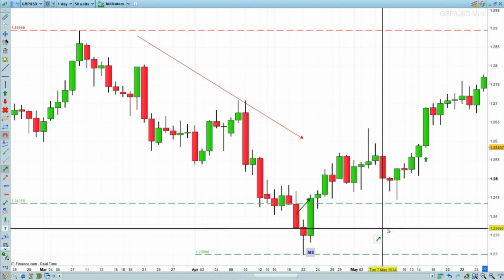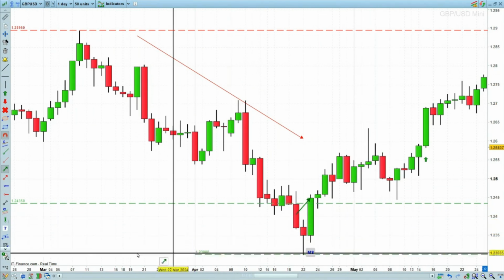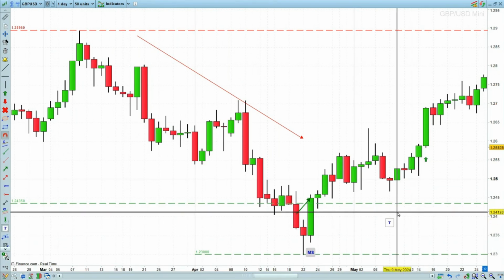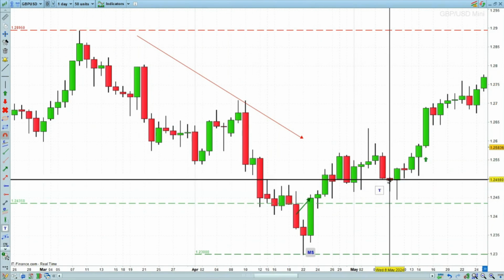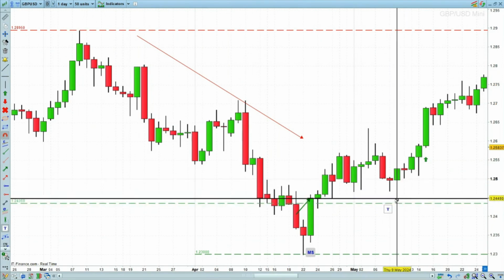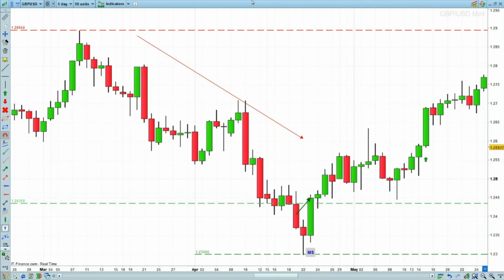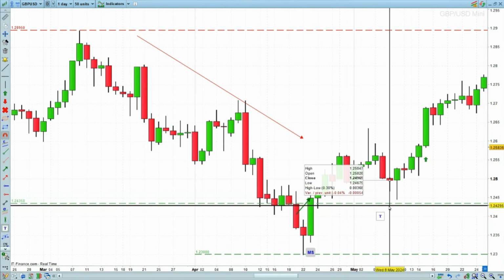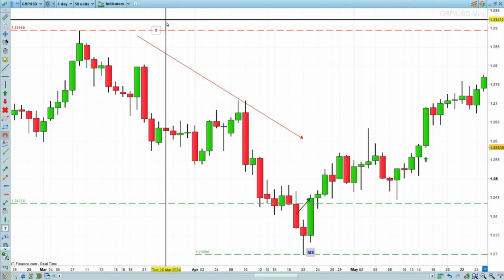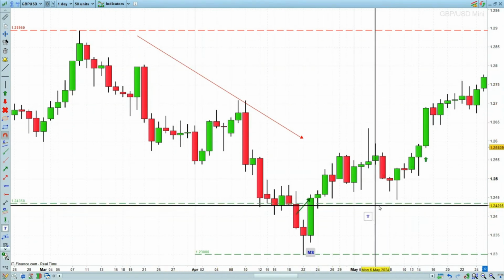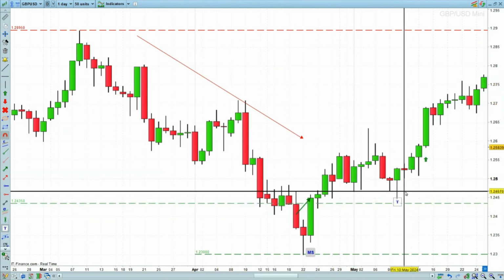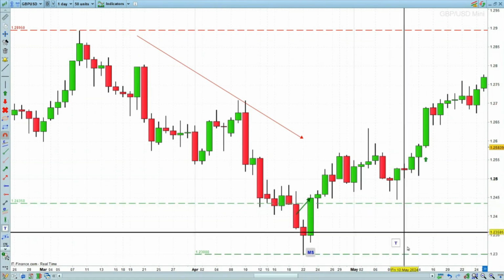Okay. And this is a beautiful hammer here. Although it is not exactly twice the body, both of them are quite good. Is that a downtrend? It wouldn't be a downtrend though. This one, the downtrend is still continuing, and we are at a support. This is not an excellent example, but it is not a bad one.